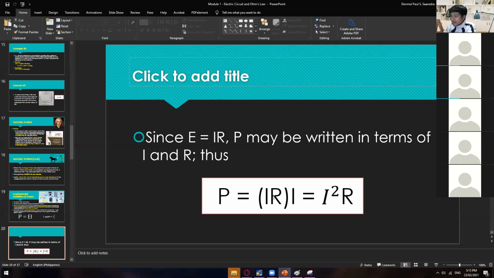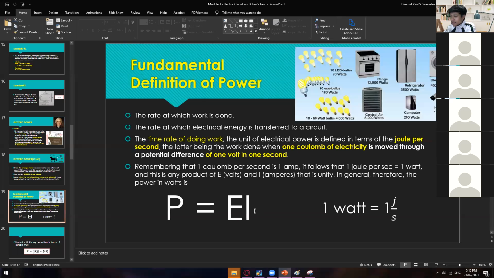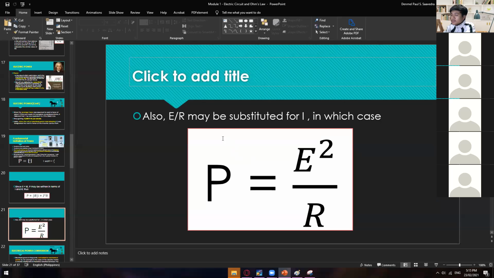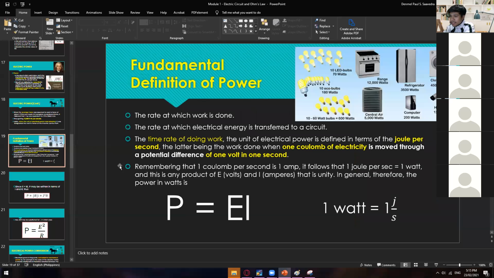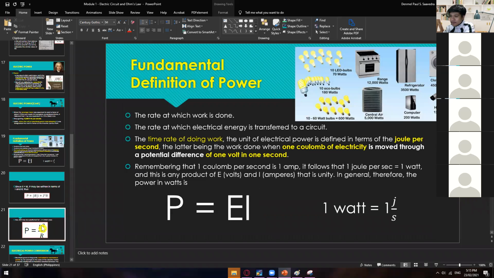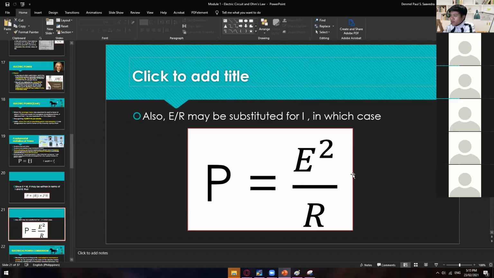All right, and again, this P is the same as I squared times R, or E times I. They are just equal to each other, derived from Ohm's law. So you can also have this equation wherein instead of substituting the value of your E into IR, you can substitute the value of your I into E divided by R. From there, as you can see, it will form this equation: E times E is E squared divided by R.